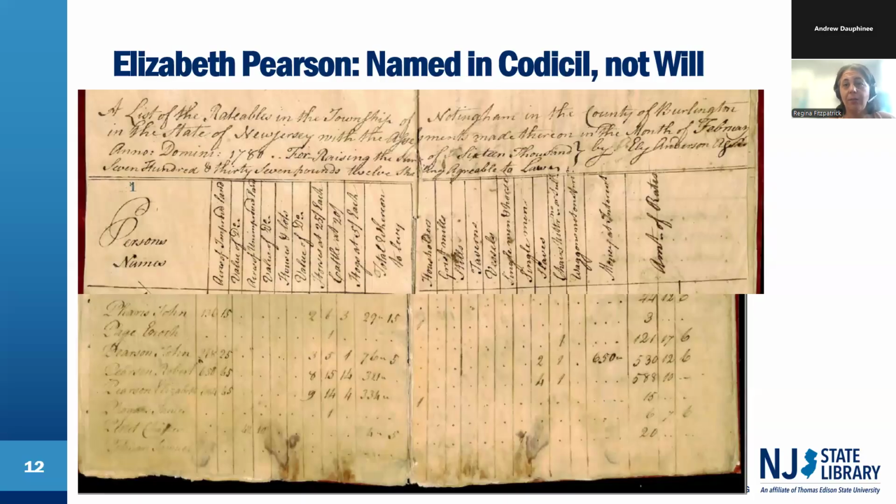Also, since she's called Elizabeth Pearson in that codicil, I'm assuming she did not remarry, because I assume it would have her updated last name if she did remarry after her husband's death, but I don't know. So I haven't found anything on her. This is the last living record that I have of her.